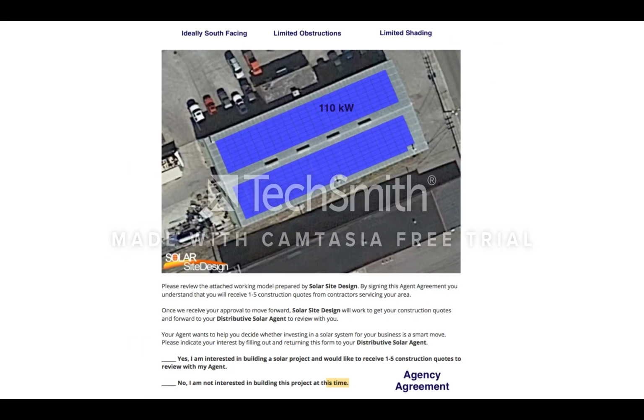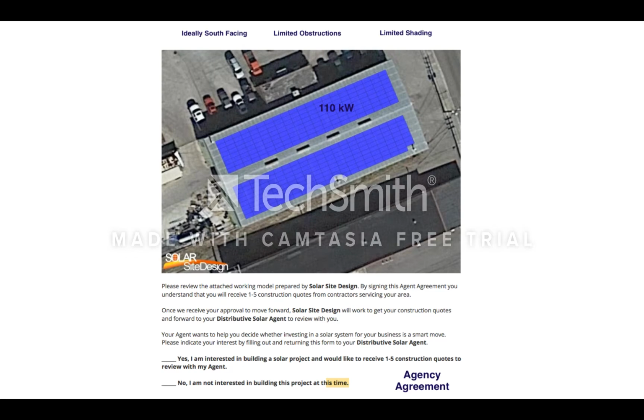Page 2 is probably, for you the originator, the most important piece of this working model, because this is where you get the signature from the decision maker to move forward with you as their agent, their offensive coordinator, representing them to the solar marketplace through this agency agreement. At the bottom of page 2, they simply have to sign one little spot that says yes, they want you to represent them.